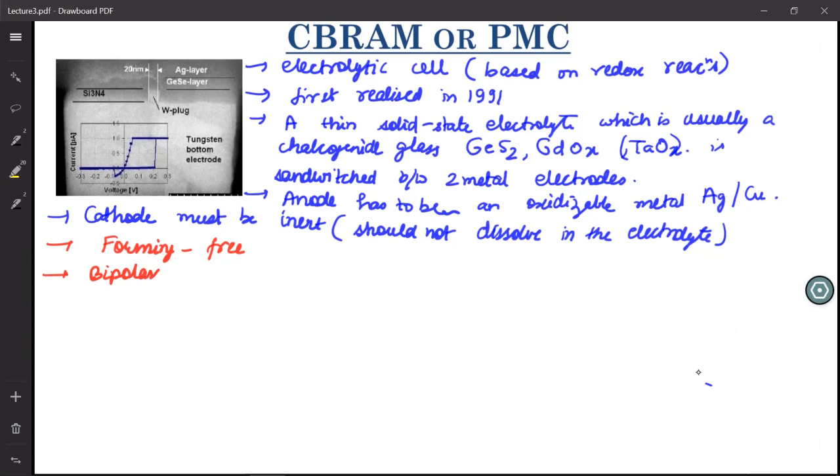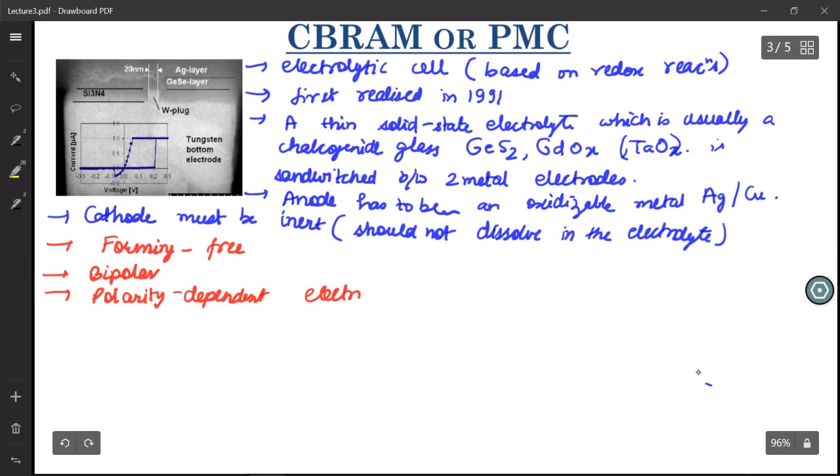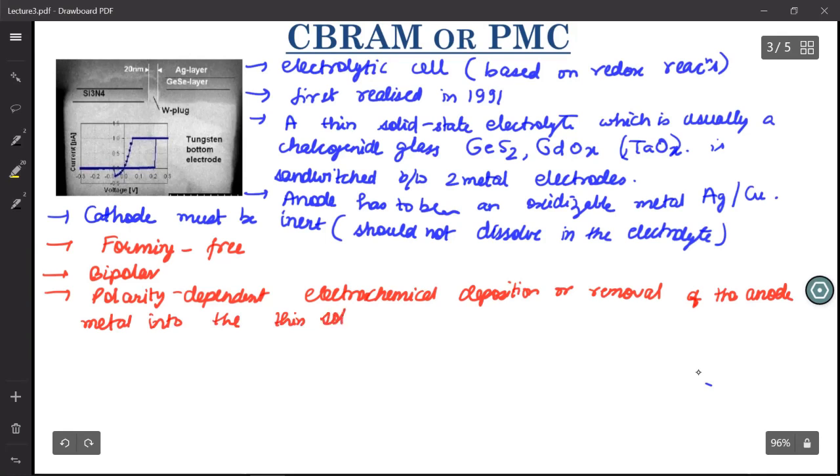What happens here is you have a polarity dependent electrochemical deposition or removal of the anode metal into the thin solid state electrolyte film.